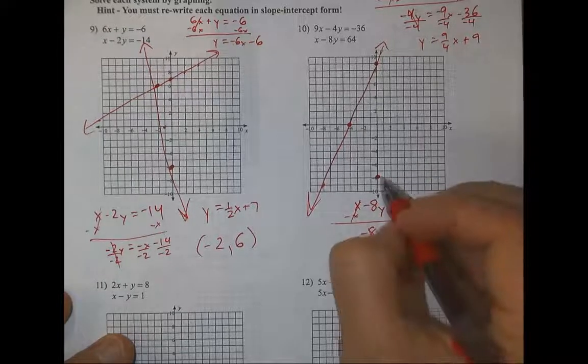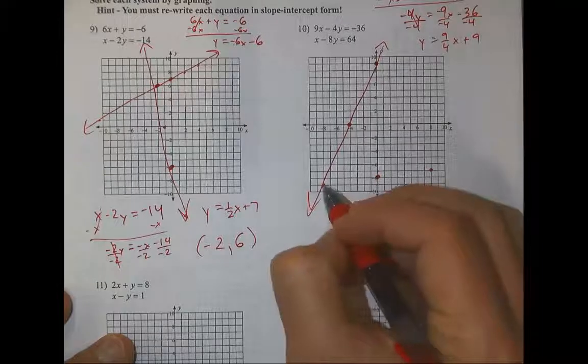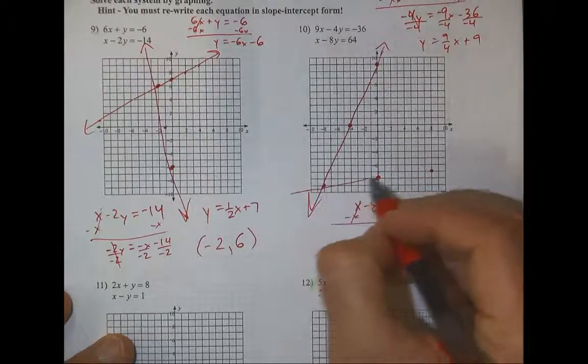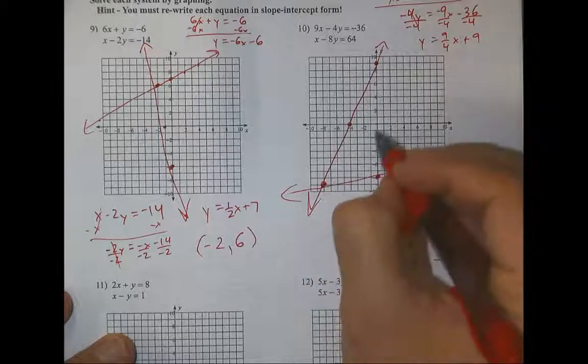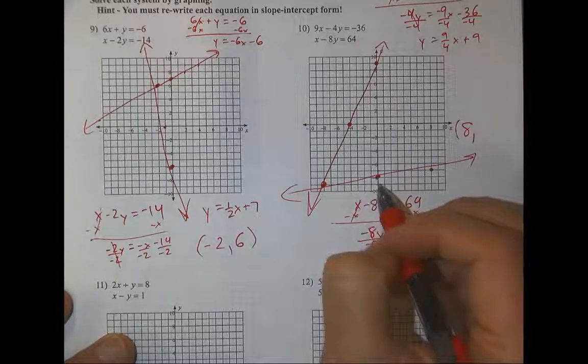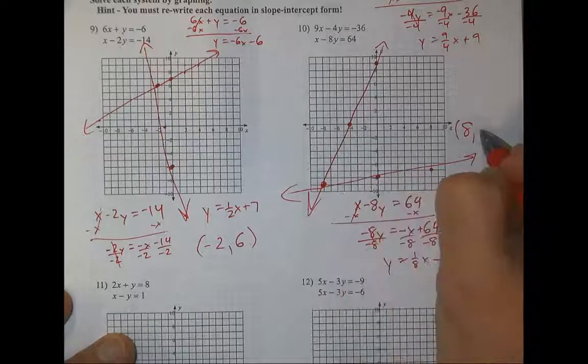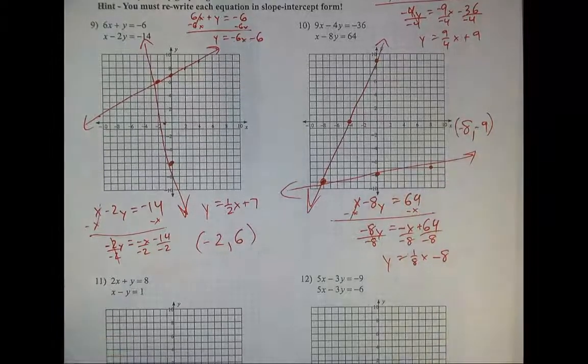And I'm going up 1 over 8. So if I go the opposite direction, it's down 1 over 8, and you can see there's my intersection. That's the point right there that we're worried about. That is an x value of negative 8. And down 9, so negative 9. Negative 8, negative 9.